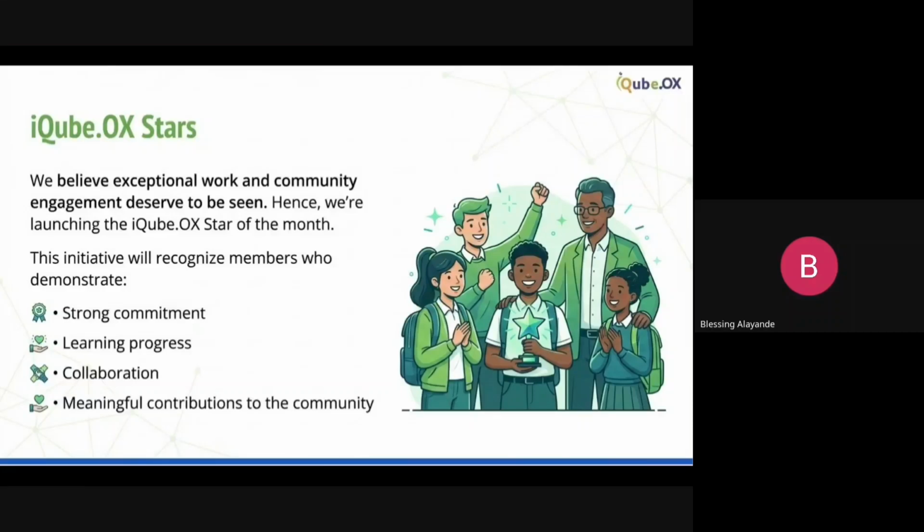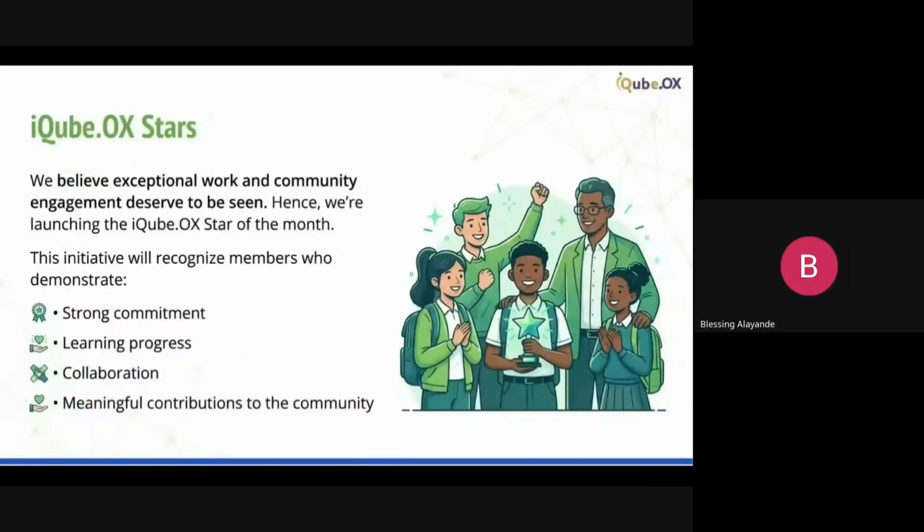So as an iQube.OX member engaging on the community, you're expected to answer the questions your mentors ask, whether they're learning mentors or direct mentors. You're expected to give a progress report of what you're learning. You're expected to showcase what you've learned in an iQube.OX session just like this. And you're expected to collaborate with other members of the community.